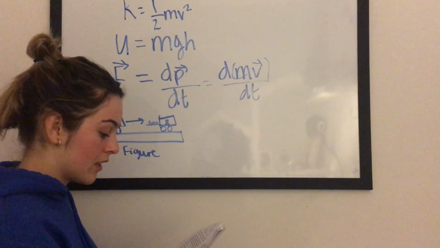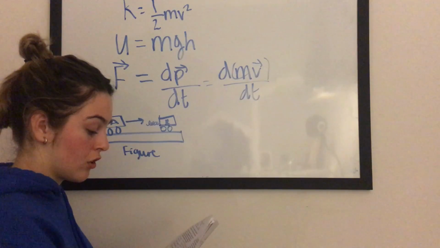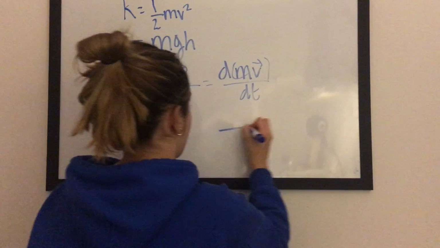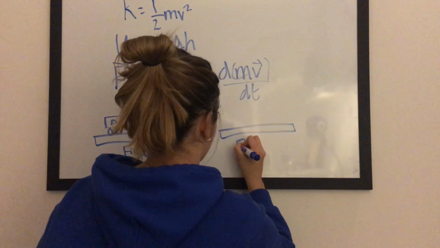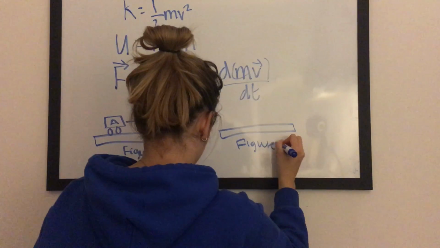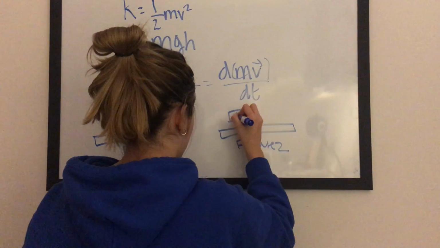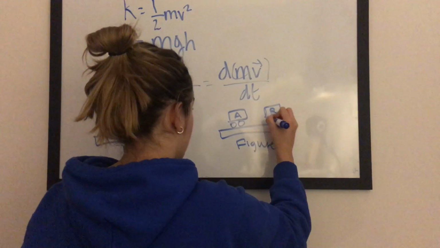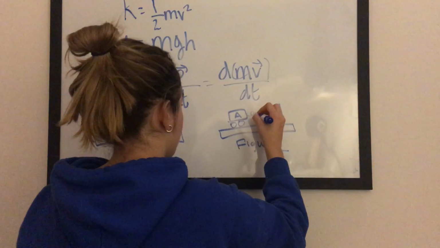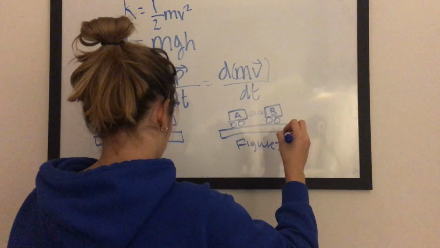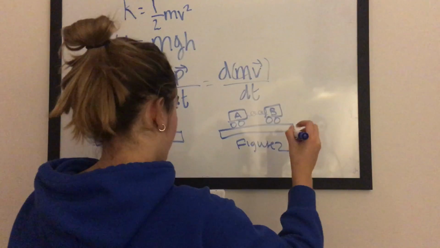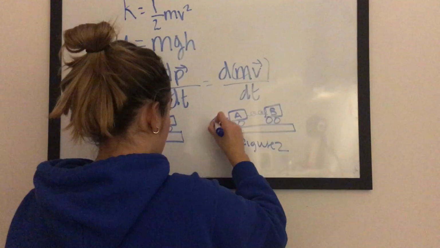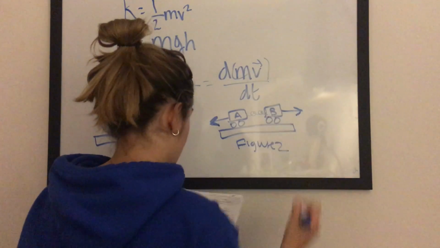At the moment cart A collides with cart B, the spring is released and pushes on cart A as shown in figure 2 above. So figure 2 can be drawn as this. We've got cart A here and cart B. So the spring is no longer compressed, and it pushes cart A this way and cart B that way.